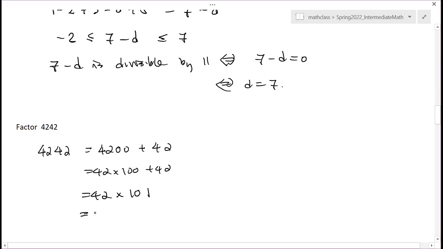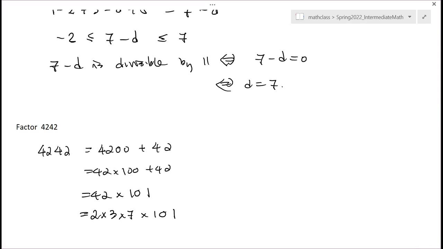So 42 is easy to check, right? 42 is 2 times 21, and 21 is 3 times 7. So you get this prime factorization.